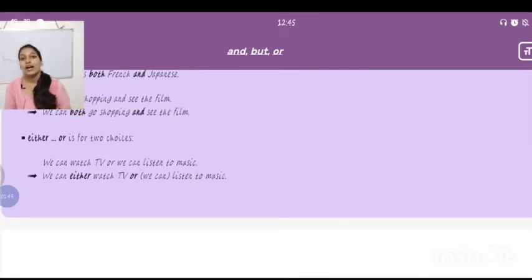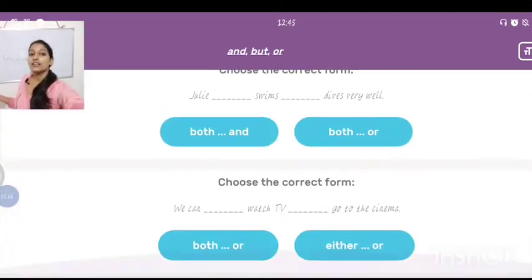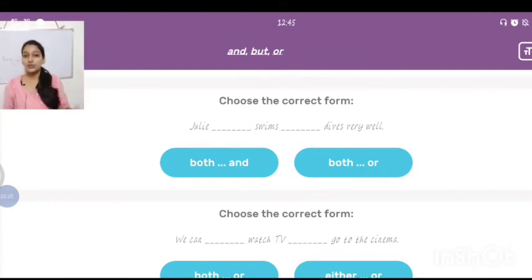either or जैसे both की तरह सेम आइडिया नहीं देता है, वो ऑप्शंस देता है, चॉइसेस देता है. We can watch TV and we can listen, or we can listen to music. We can either watch TV or listen to music. So ये हो गया, आपको ऑप्शन दे दिया उसने. Let us see and choose the correct form of the conjunctions, linking words.